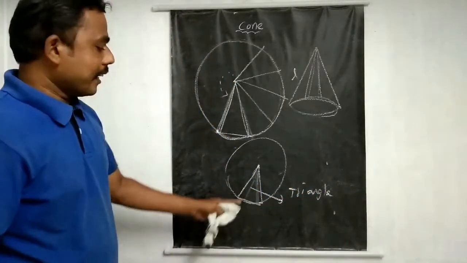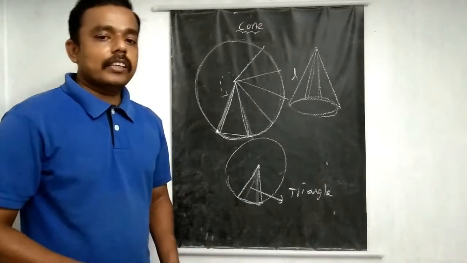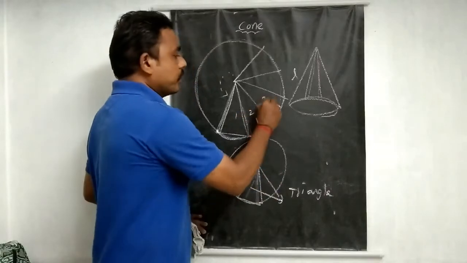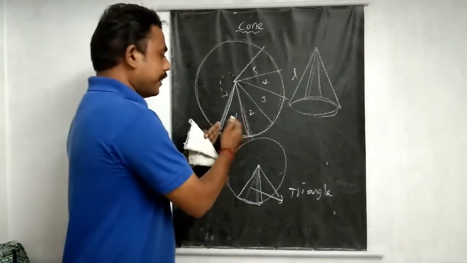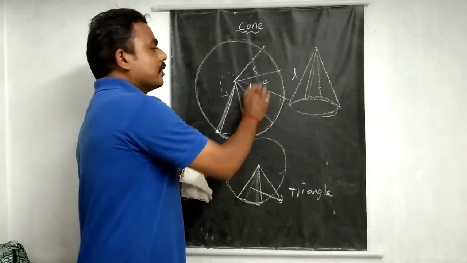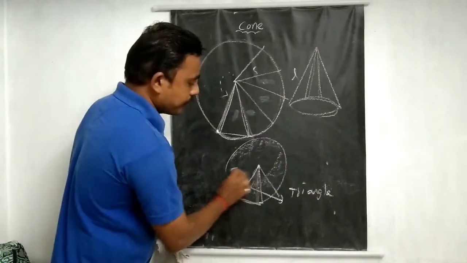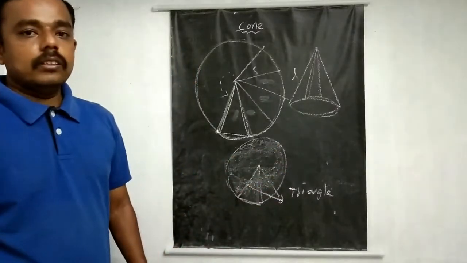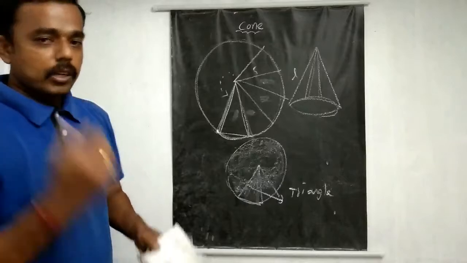Now how many triangles like that can I form? 100 triangles, or 1000 triangles, or 1 lakh triangles. First triangle, second triangle, 1, 2, 3, 4, 5. Like that many triangles I can form, so I can increase the number of triangles. Now we need to find the total area of the particular cone.